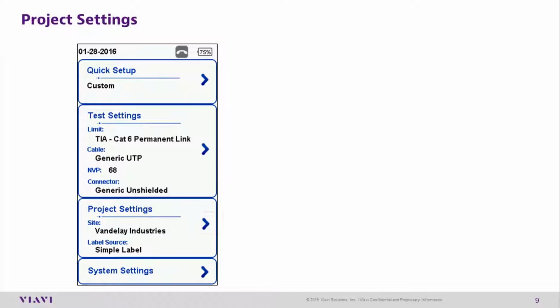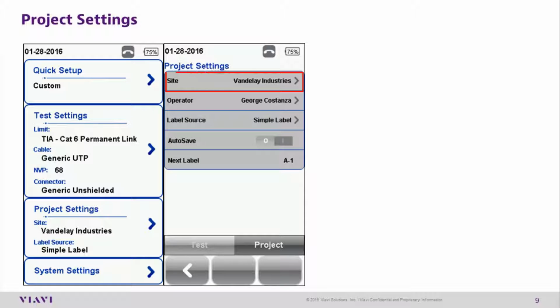Project settings. The project settings screen is where you're able to set up projects that you're going to be testing on. There are several options available for customizing your project settings. Site is the area that you enter the site you're currently testing at, for example, ABC Industries. Operator allows you to identify the technician who's conducting the tests. This is important if any questions regarding the test results come up. The operator's name will be associated with each test recorded.